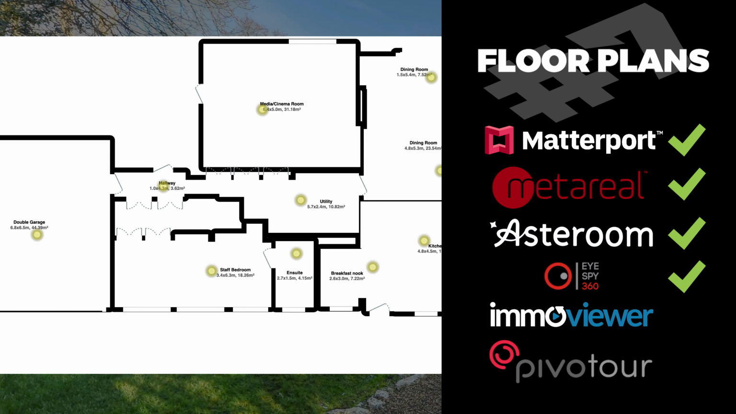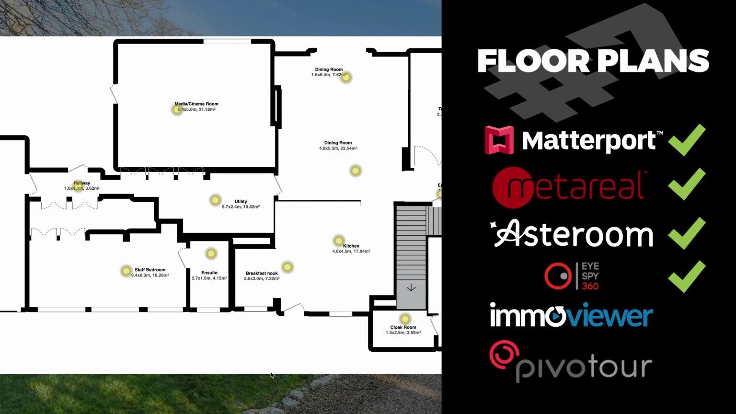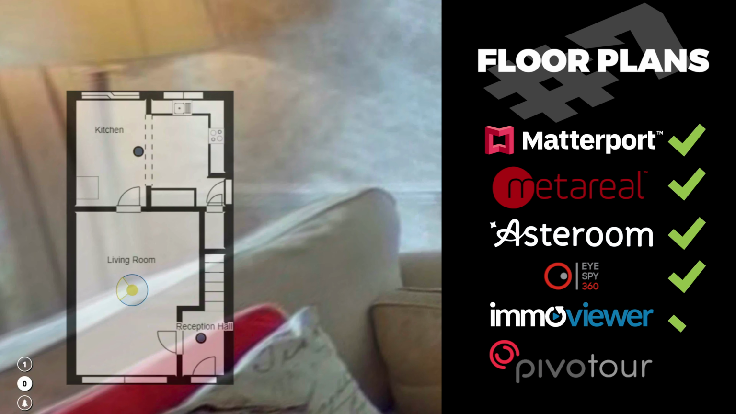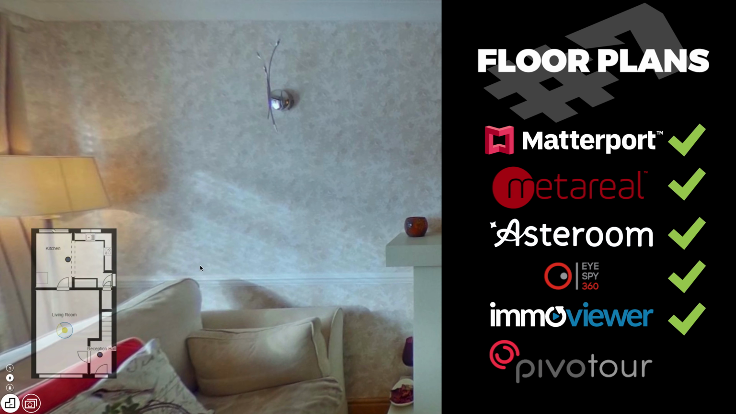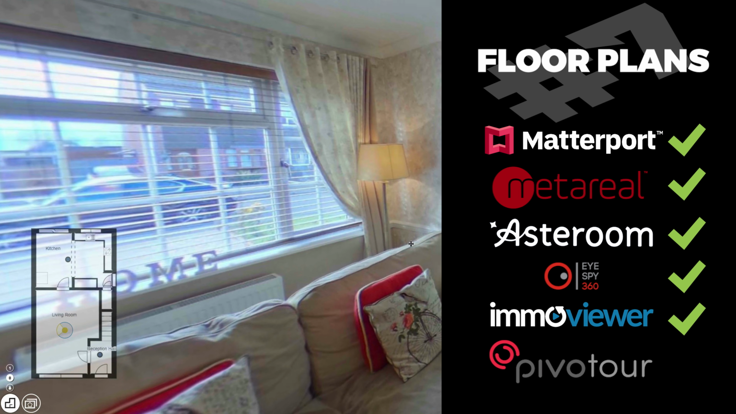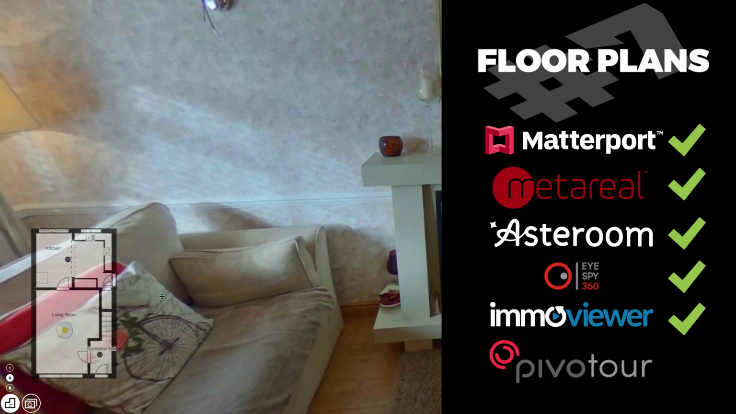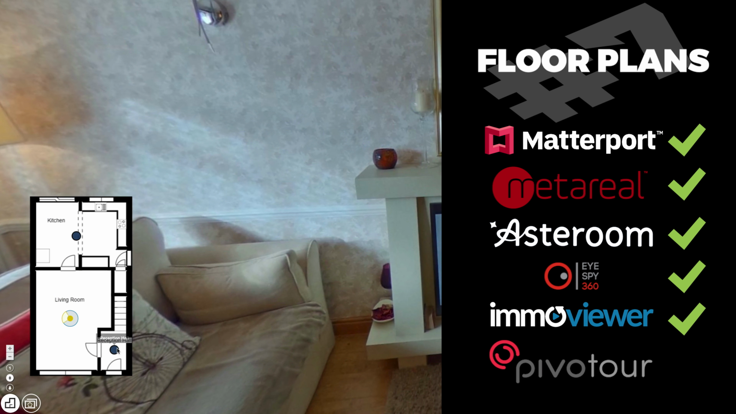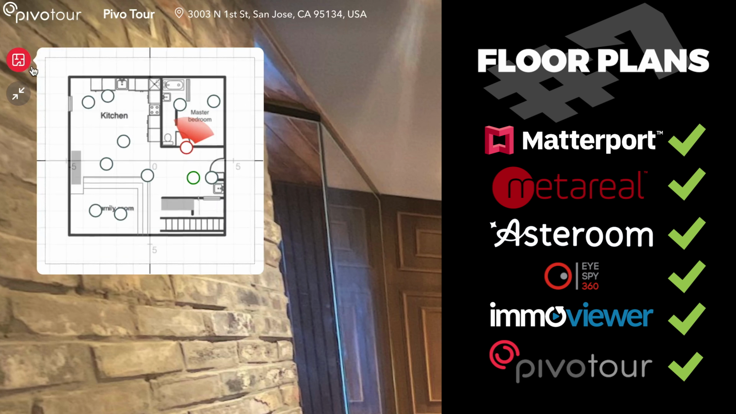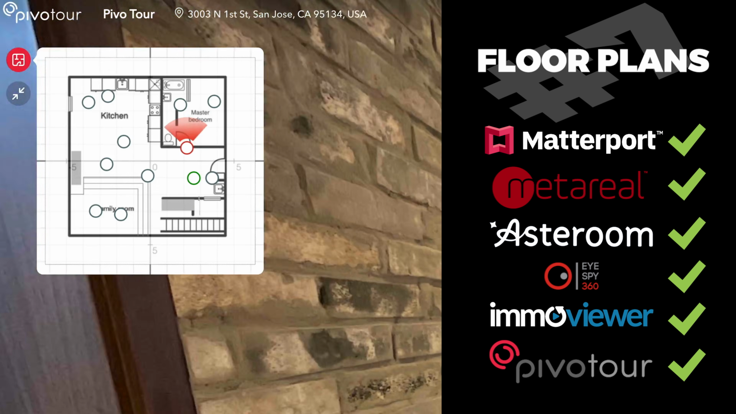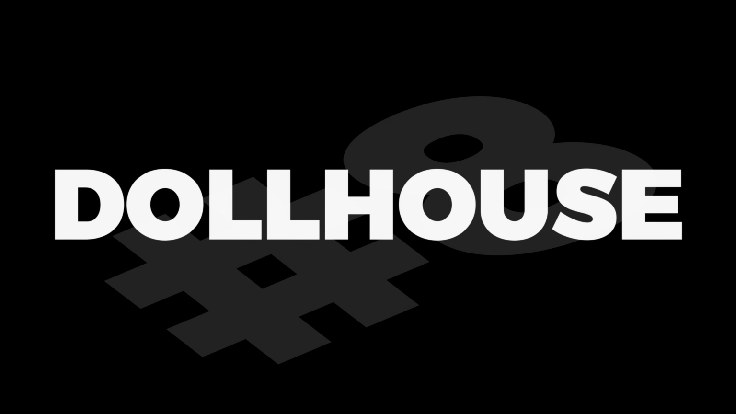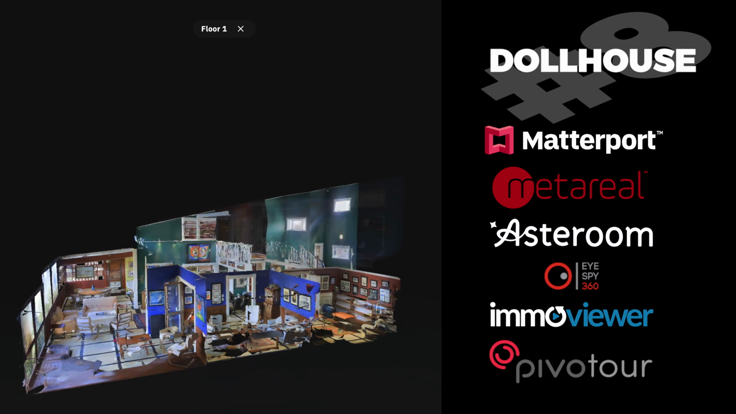iSpy 360, again, yes, they do have a floor plan feature. This one's a bit basic, but it's still really good. Immoviewer do offer a floor plan. Here it is. It looks a bit more basic, and even though I do like it within this virtual tour, I don't know, it just kind of feels a bit amateur. I mean, any floor plan is better than no floor plan, but this one is a bit more on the basic side. Finally, with newcomer Pivo Tour, yes, they do offer a floor plan. Again, it's fairly basic, and it's also got a nice looking radar, which moves around perfectly in sync with the 360 photo movement. The next feature is, do they have a Dollhouse? And with Matterport, I think you know the answer.